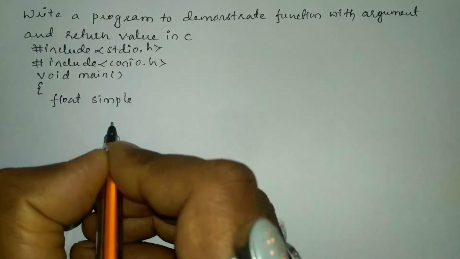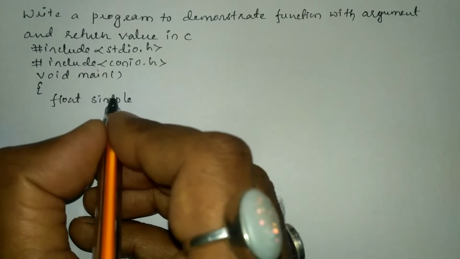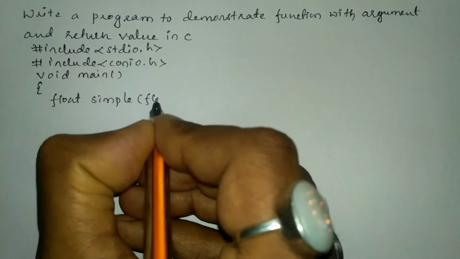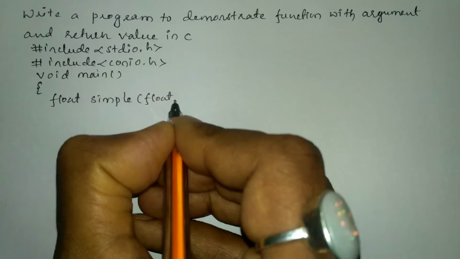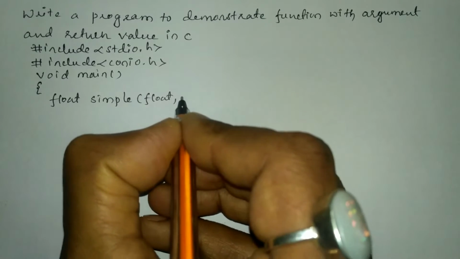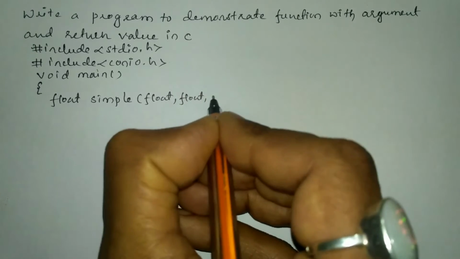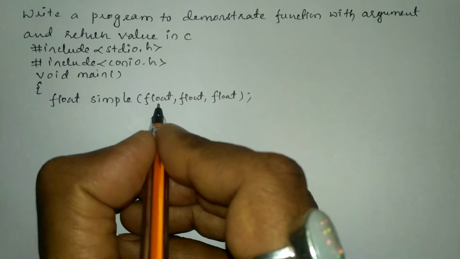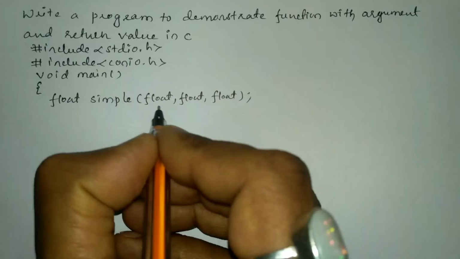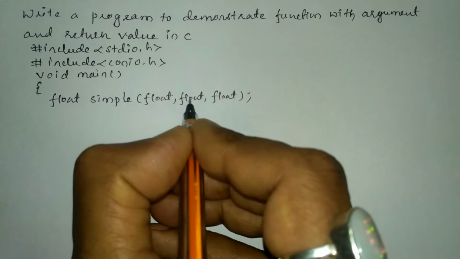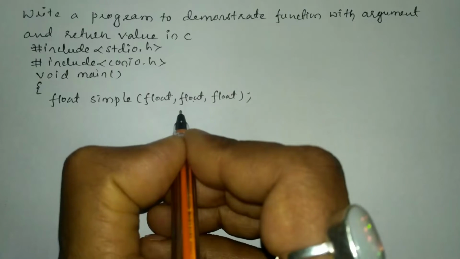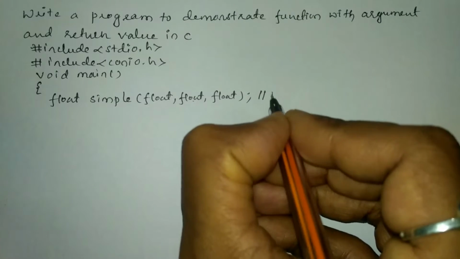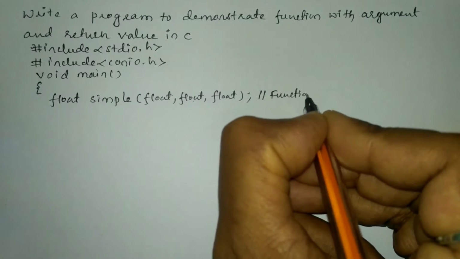So I want to calculate the simple interest, hence I am writing the name of the function as simple, and I'm going to use three arguments of type float data. So here put comma, I'll write float once again, next float. So here first float represents principal, time and rate of interest. This is called function prototype.